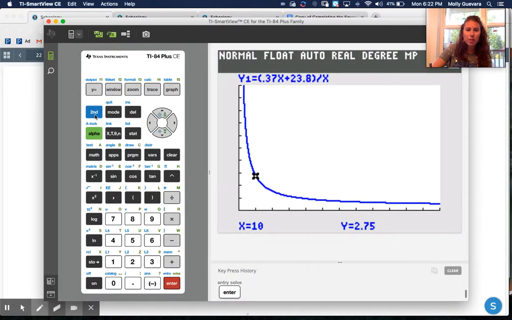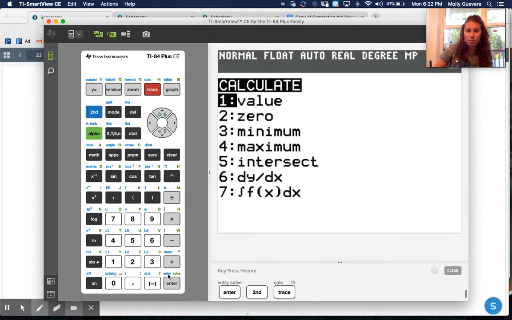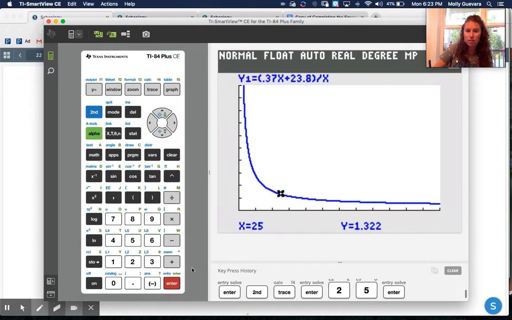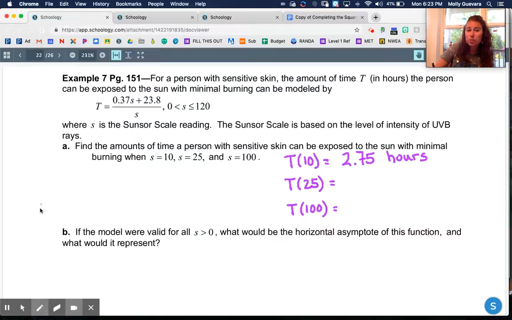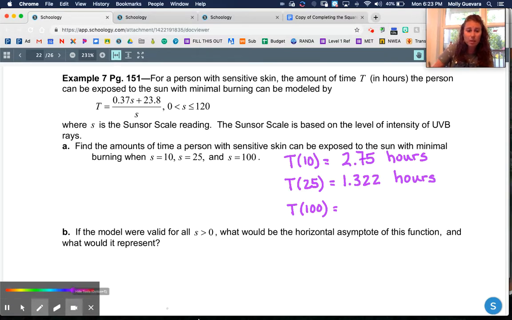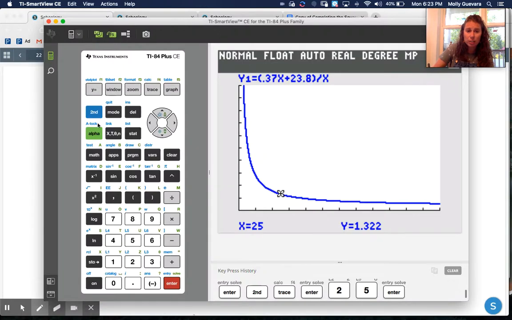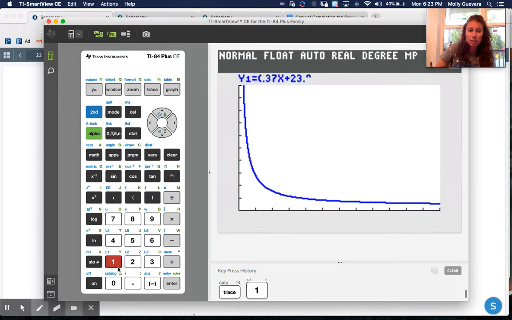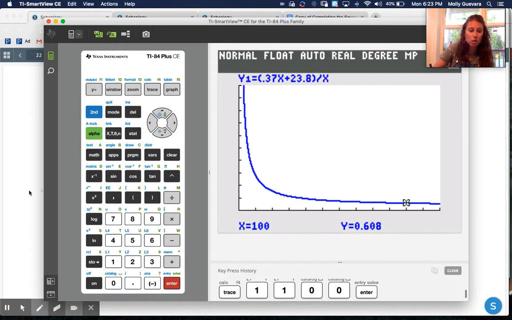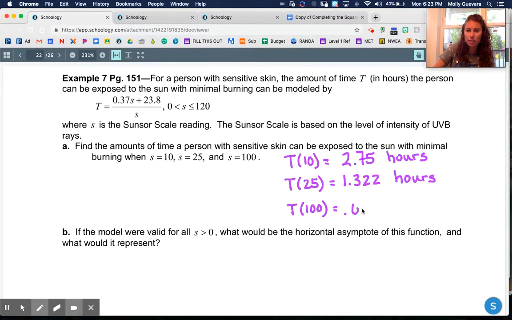The next one, what if the UV rays are at 25? So I'm going to go value, 25. Now it's only 1.322 hours. So it's decreasing, right? Because the intensity of the sun is increasing, so the amount of time you can be outside is decreasing. What if the sensor scale is at 100? So let's do second trace. 100, enter. 0.608 hours. And I can figure out what that is in like minutes, but I don't really want to, so I'm not going to.